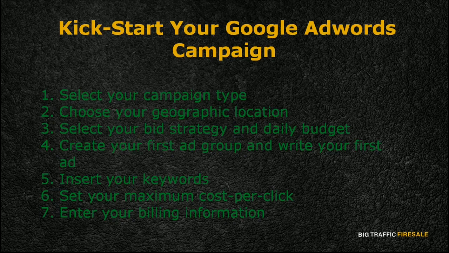Once you're logged into your account, click on the Create Your First Campaign button. Then there are 7 simple steps to kickstart your campaign. 1. Select your campaign type and name. 2. Choose the geographic location where you want your ads to appear. 3. Select your bid strategy and set your daily budget. 4. Create your first ad group and write your first ad. 5. Insert your keywords into the keyword field in your account. 6. Set your maximum cost per click. 7. Enter your billing information.